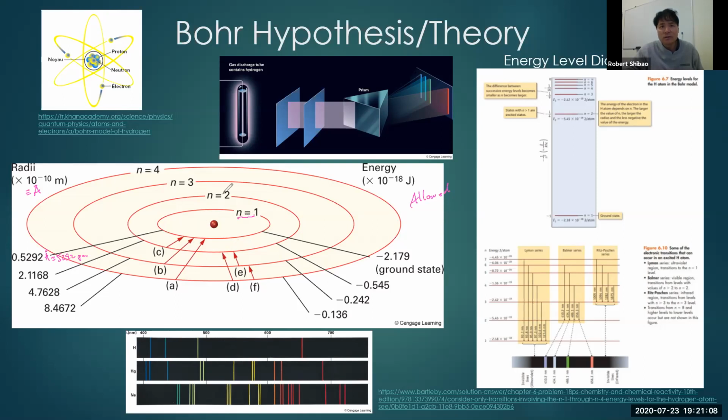There are higher energy orbits. As it gets further away, it has to have more energy. And so the next orbit is at 2.1168 angstroms, which is 211.68 picometers. And so that's the next one. The weird thing is this electron can't orbit in between. It has to jump to this next orbit here. It can't be between them. And so if it jumps from the first orbit to the second orbit, that would be like this.